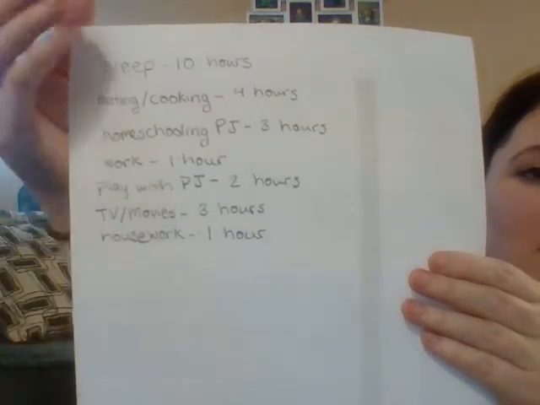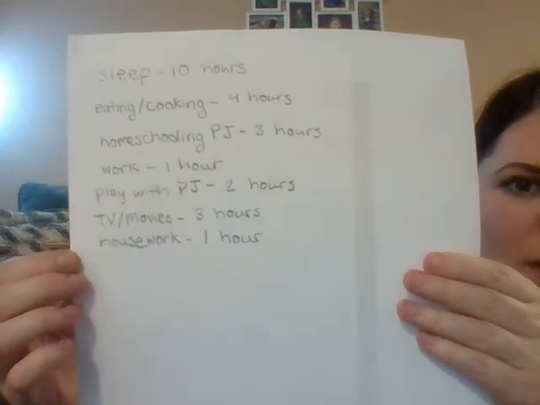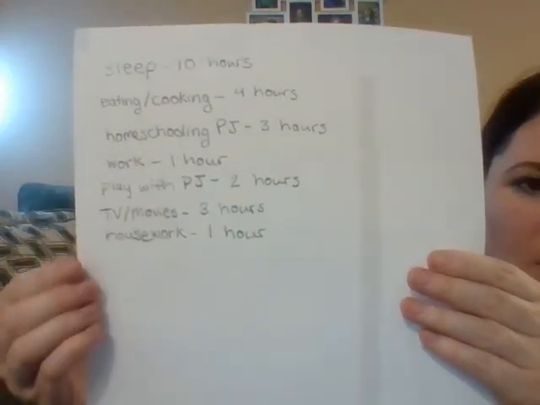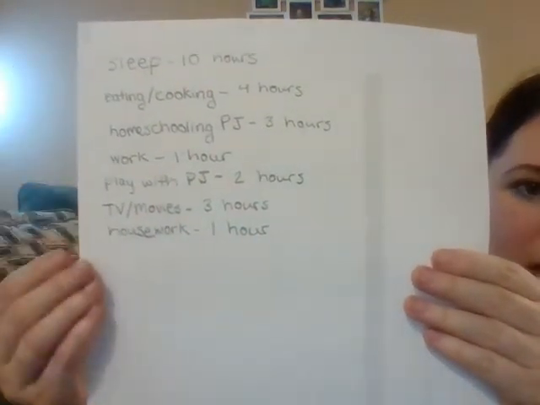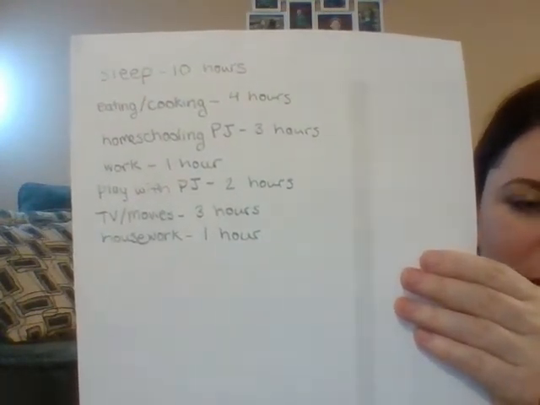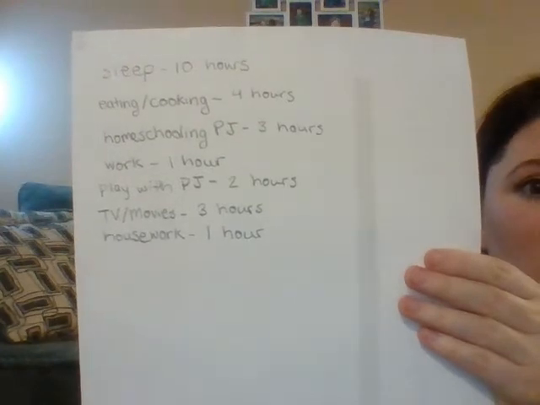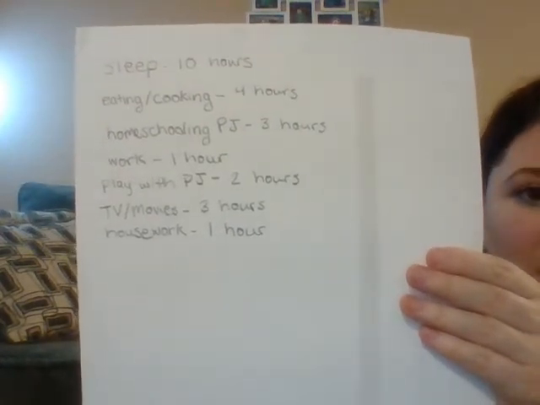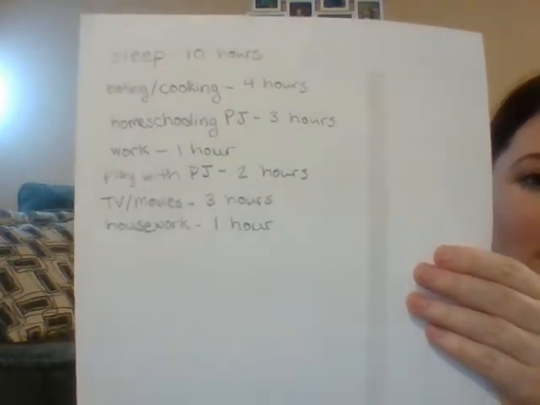So once you make all your categories, it's important to add up your total. So add up all the numbers here, and they should add up to 24. If they don't add up to 24, then you're missing something, or if it's more than 24, then you've added an extra hour into your day. So check that before you move on.